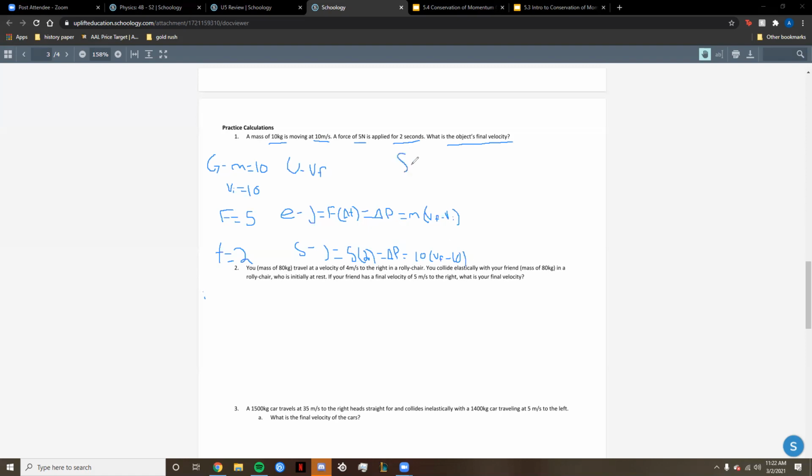So then we're going to do our solve. 5 times 2 is 10, which would be our momentum. So 10 equals 10 times (v_f minus 10). Then we would divide both sides by 10. So that cancels out, and 10 divided by 10 is 1. So 1 equals v_f minus 10. You add 10 to both sides.